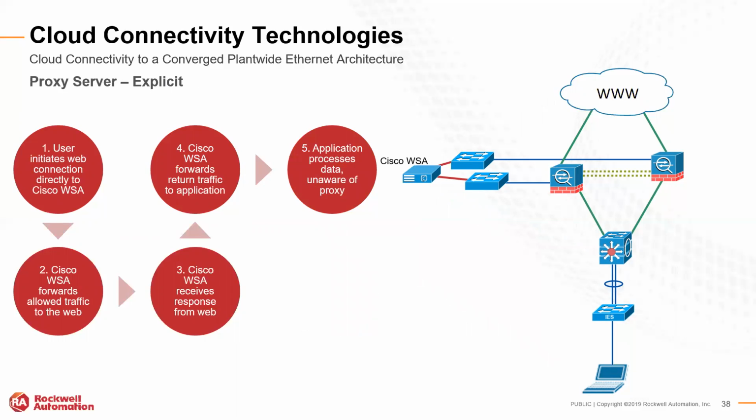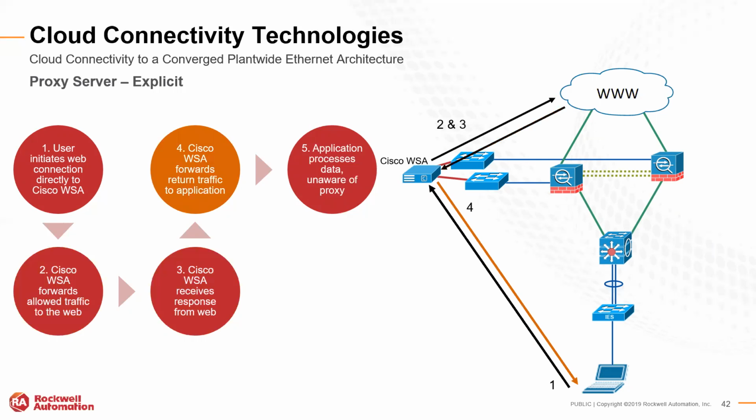On an explicit proxy server, it initiates the same way. The user connects directly. Instead of going through the firewall, it goes directly to the web server application. From there, the application sends it off to the website. The website then sends it back. The web appliance checks it out and then sends it back to the computer.